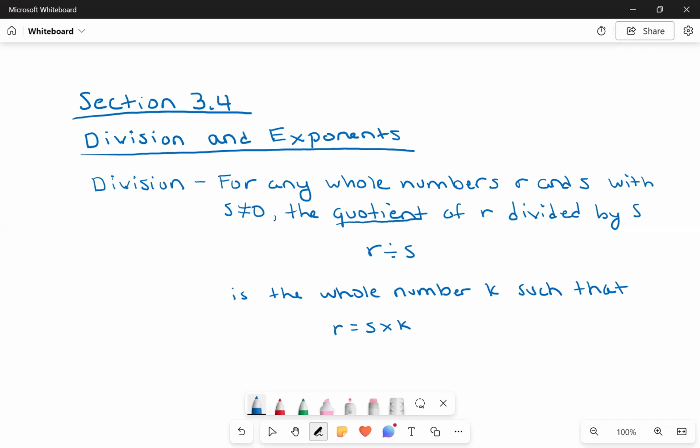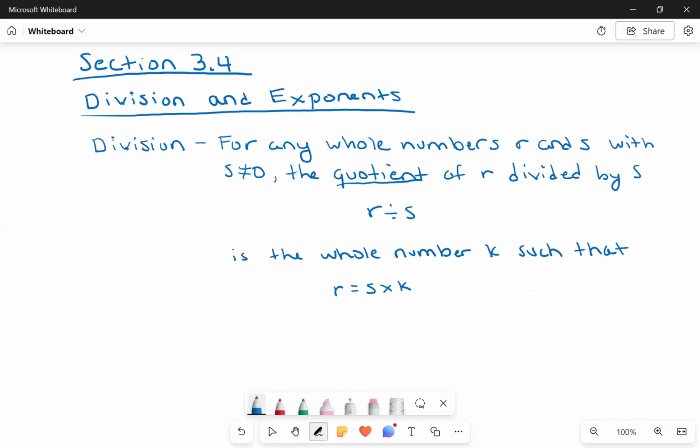Now, just to add a little bit of terminology to this, we call R the dividend. The dividend, that's a V. Wow, weird floating V. Okay. S is called the divisor. We are dividing by it. And then K is referred to as the quotient. And that's because really what we say is that R divided by S is K, since S times K is R.